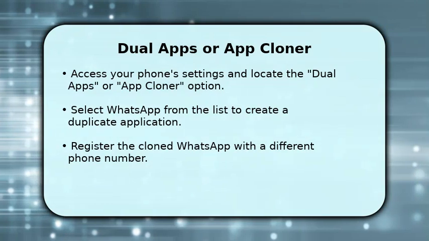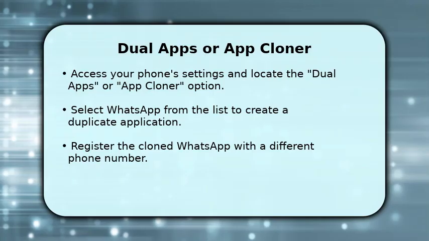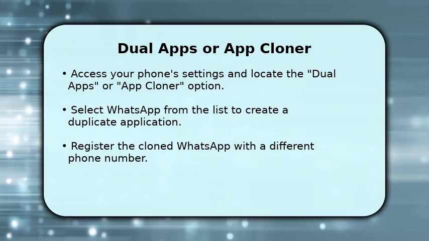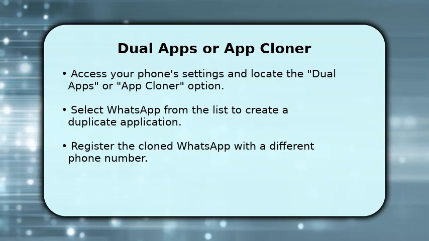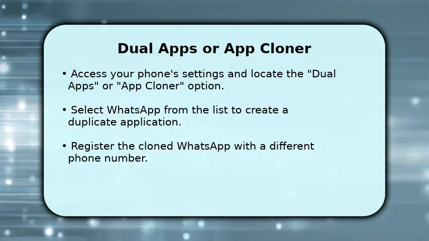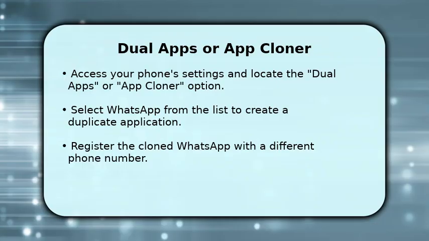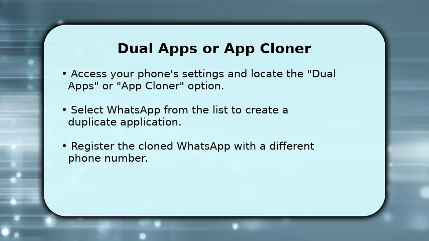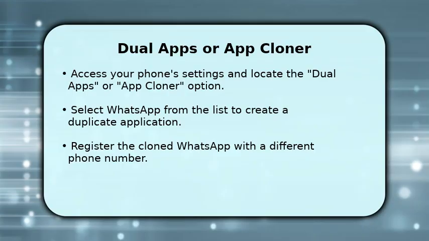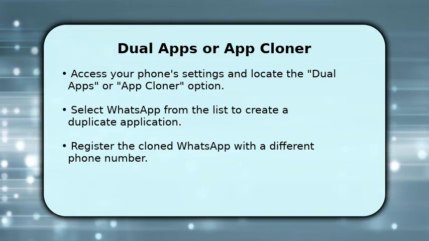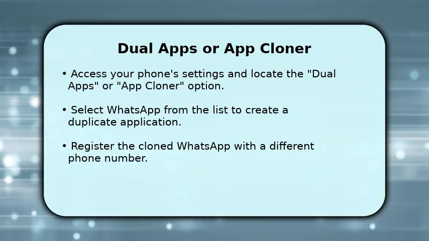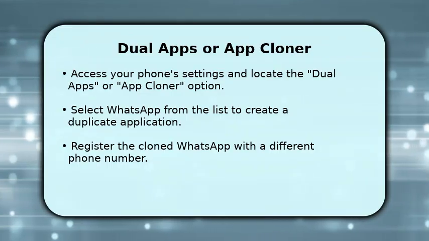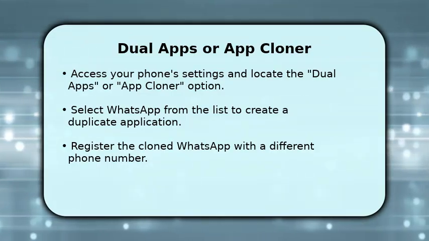Many modern smartphones offer a built-in feature like dual apps or app cloner within their settings. Navigate to your phone's settings, then search for this option, often found under Advanced Features or Utilities. Once located, simply select WhatsApp to create a duplicate version. You can then register this second WhatsApp instance using a separate phone number, effectively giving you 2 accounts.